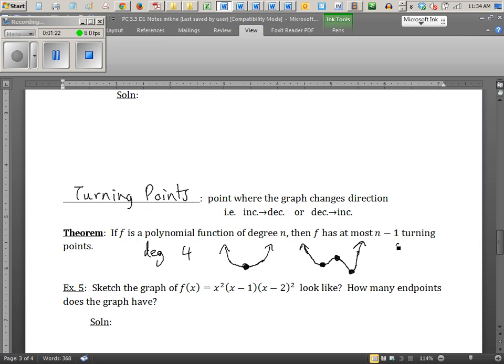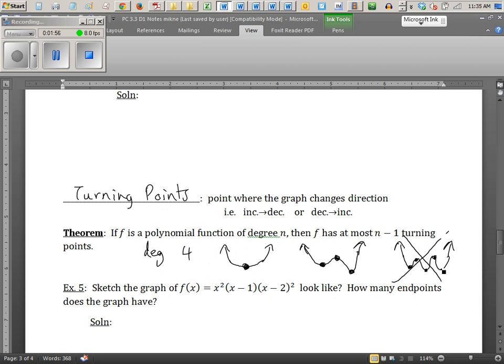Okay, so in other words, this is not a possible drawing for degree 4. This drawing is not allowed. It's too many turning points for a degree 4 to have. What's the most number of turning points a degree 4 can have? 3 is correct. Now that doesn't mean it has 3. It could have 3, or it might only have 1. Okay? So it's 3, which is n minus 1, degree minus 1, or 1 less than that.